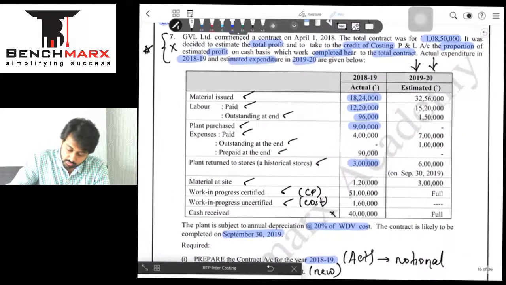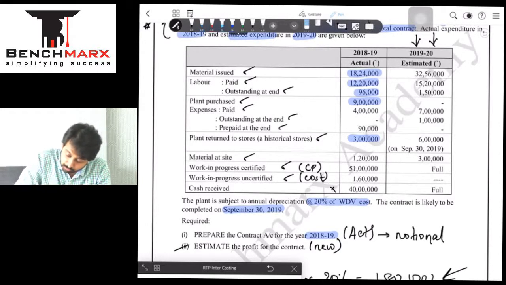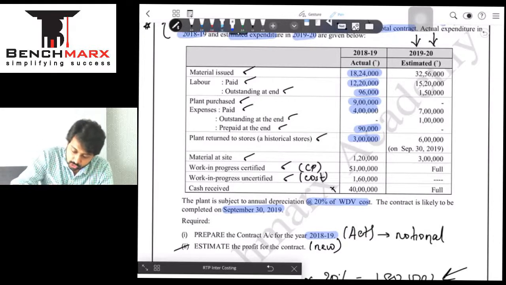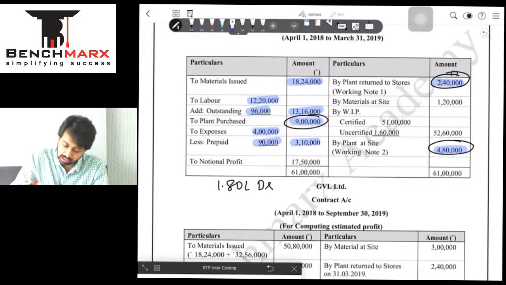Then comes expenses. Again the same thing. Paid was 4 lakhs, and prepaid was 90. So when I say 4 lakhs was paid, but 90 was prepaid, 90 pertains to next year. So my cost becomes 4 lakh less 90. So my effect is 4 lakh less 90. That's 3 lakh 10. ठीक है, ये भी काफ़ी इजी था.